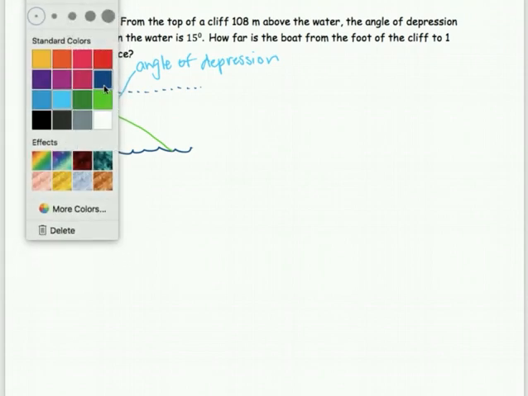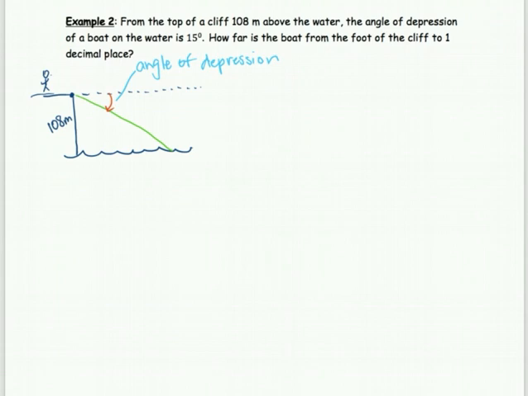It's 108 meters above the water. And the angle of depression, we have to kind of draw that in. From looking straight across and going down, that's the angle of depression. So the angle of depression of the boat on the water is 15 degrees. We can write that in here, squeeze it in right here. That angle, this orange here, that's the 15 degrees from this dotted line to the green line here.